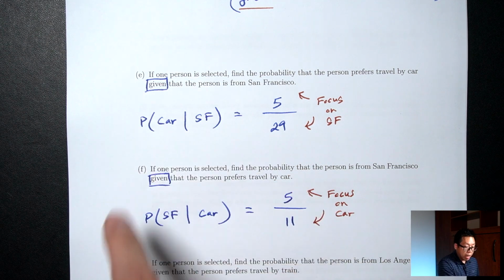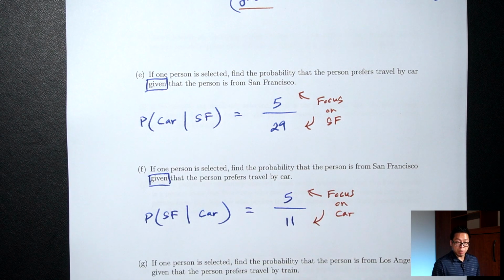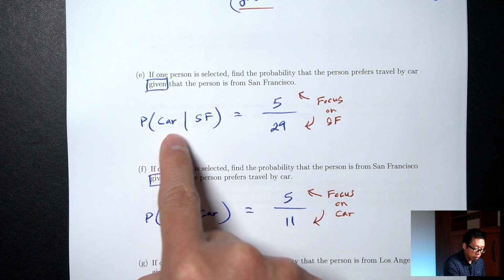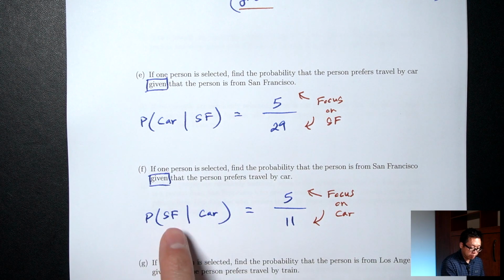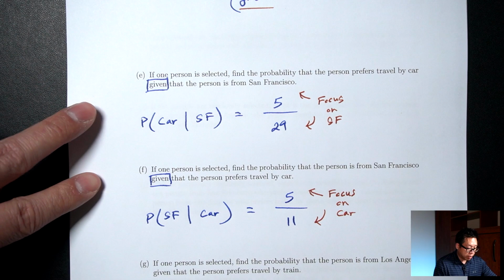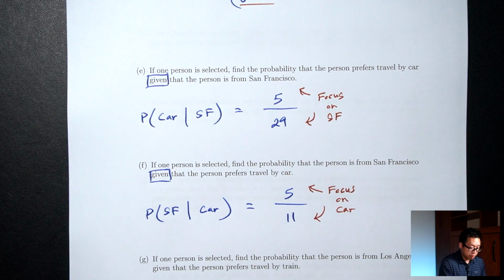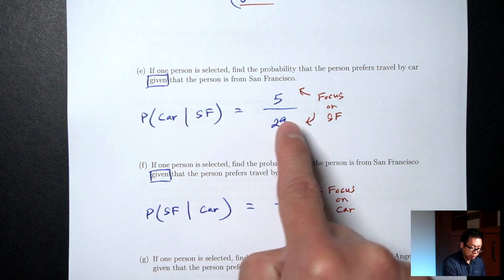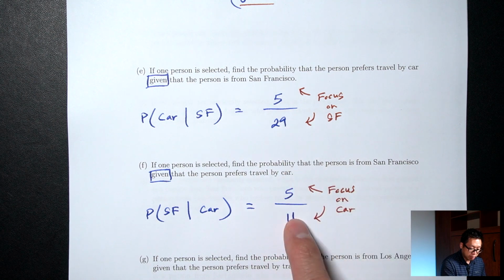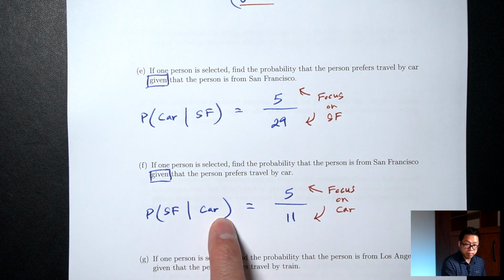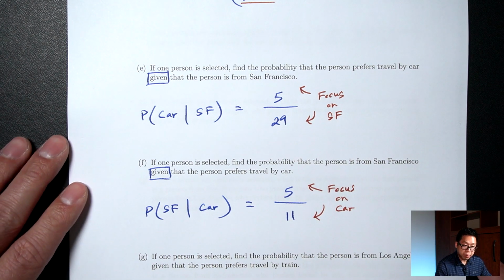Notice that part E and F are asking two things very similar, right? E is car given SF. F is SF given car. The only difference is the order. So what I want to point out here is that the order does matter, okay? Car given SF is a different answer than SF given car. So be careful about the order.